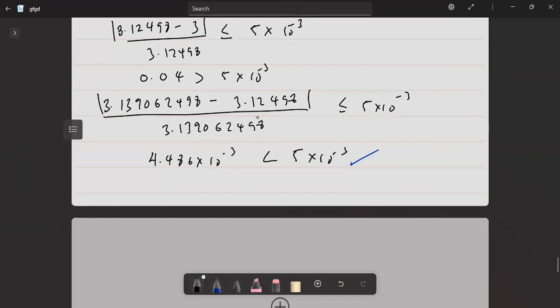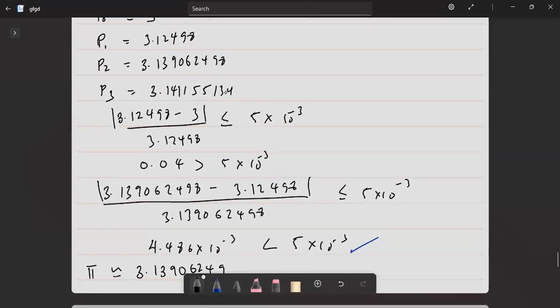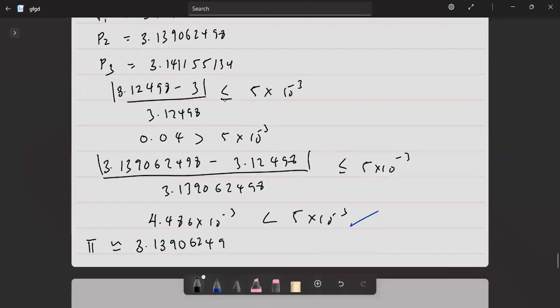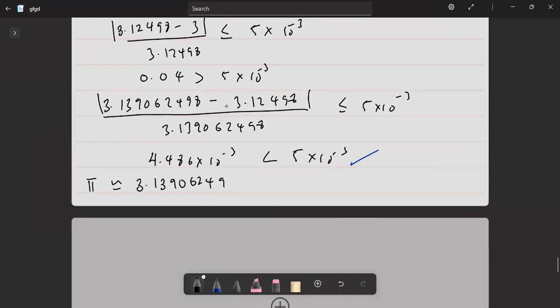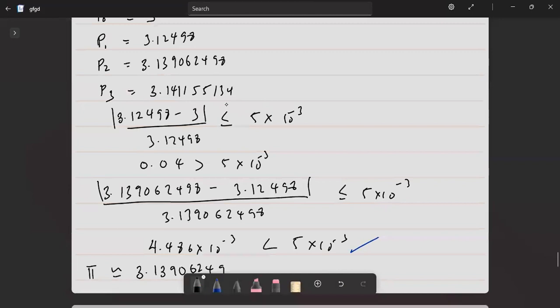So from this, we can make the conclusion that the approximation for pi is approximately equal to the present approximation we just found, which is about 3.139062498. If we were to do more iterations, you notice that we're going to get closer to the true value of pi. You notice that P3 actually was even better than P2. So imagine if you had found P4, P5, P6, and so on and so forth.